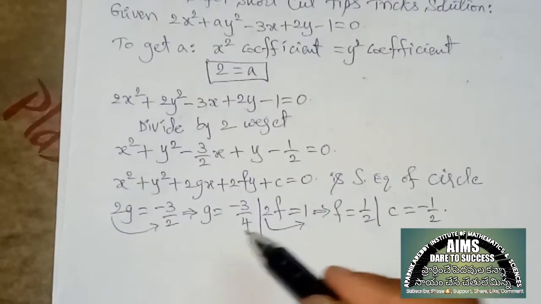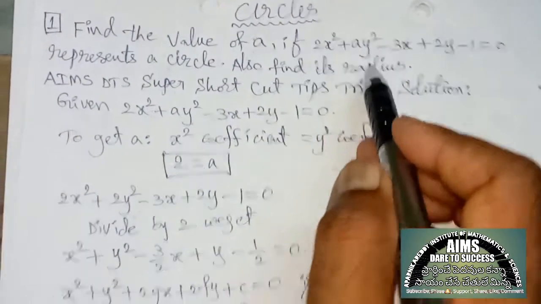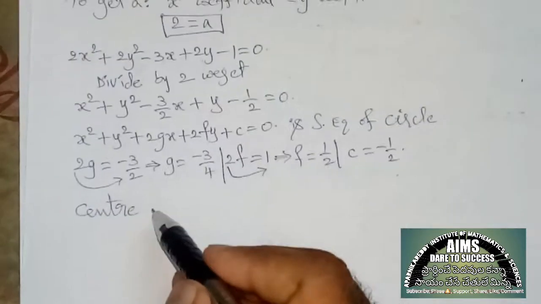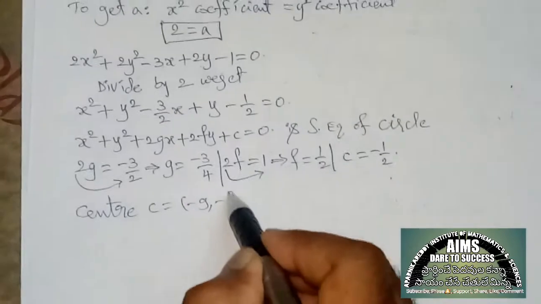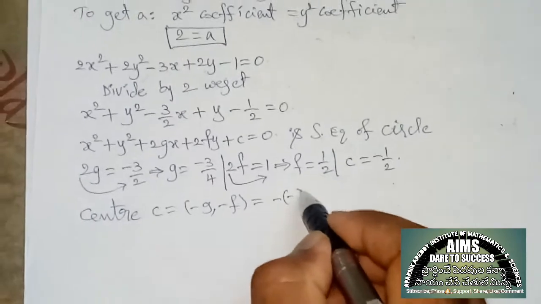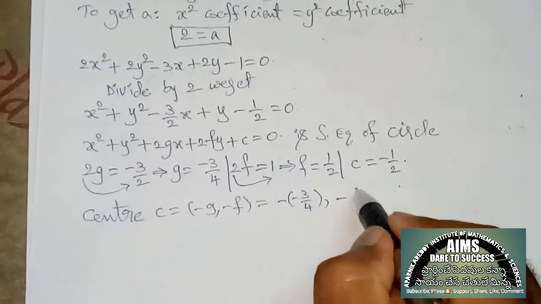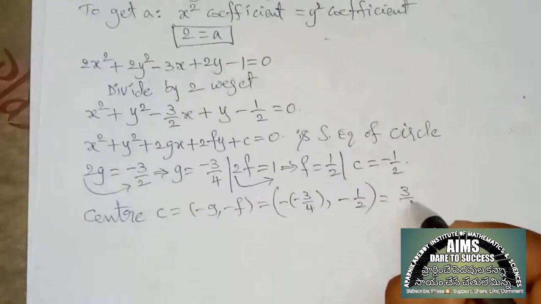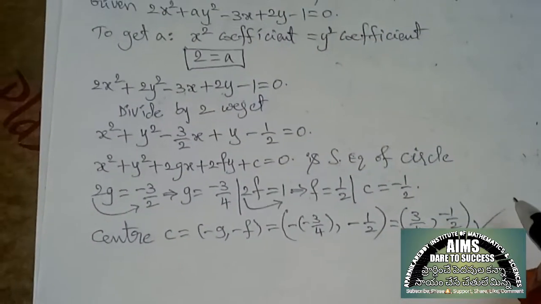We have completed g value, f value and c value. What shall we find? Find its radius. So no need to write the center here, but if in any question they ask, the center formula is minus g comma minus f. So g value minus 3 by 4, minus g value is minus of minus 3 by 4, comma f value 1 by 2, minus f value minus 1 by 2. You can simplify: 3 by 4 comma minus 1 by 2 is the center of the circle.